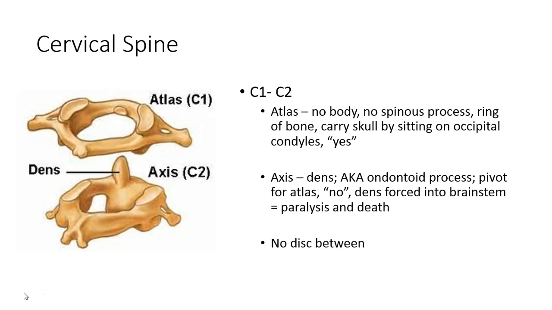Again, C1 and C2, the atlas and the axis. Just about everything I've already said, except big piece of information you might want to put in your notes, that if the dens of the axis gets injured, you can be paralyzed, and that could cause death. Also, there is no disc between C1 and C2. They sit right on top of each other.